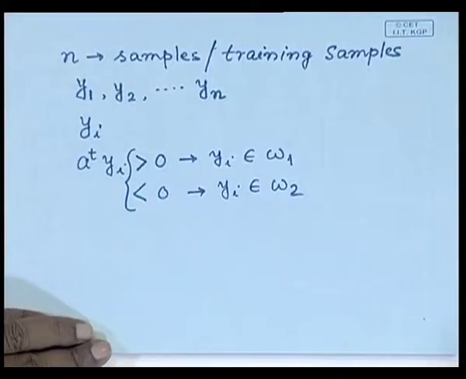To obtain such a vector, another modification can be done. Now you see that I have two decision criteria. In one case, I am checking that A transpose y I has to be greater than 0. In another case, I am checking that A transpose y I has to be less than 0. So, instead of having these two different criteria, can't we have a single criterion? If a single condition is true, I say that the sample is classified correctly. If that single condition is not true, I decide that the sample is not classified correctly.